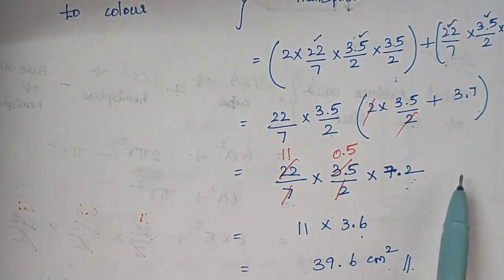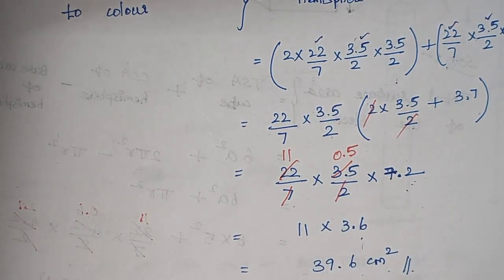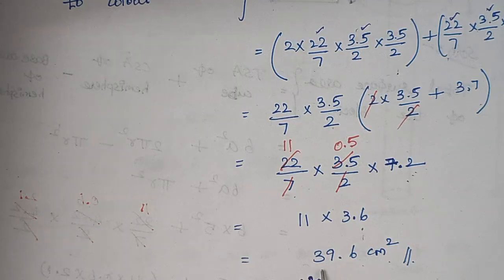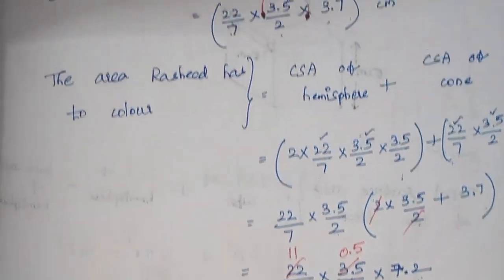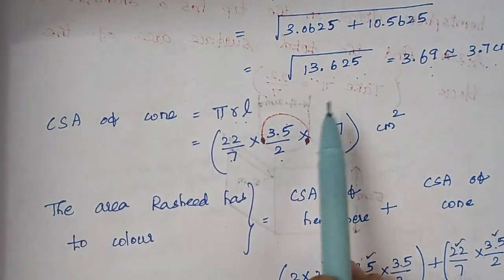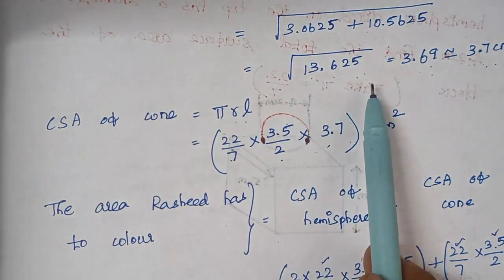Again when you multiply and simplify, 11 into 3.6, that is these two gives 3.6, and finally here we end up with the answer as 39.6 centimeter square. Right. So always remember to write the units then and there. And now let me show you how to take the square root for this number. Right. So here we have to take the square root, right? So let me show you how to take the square root here.